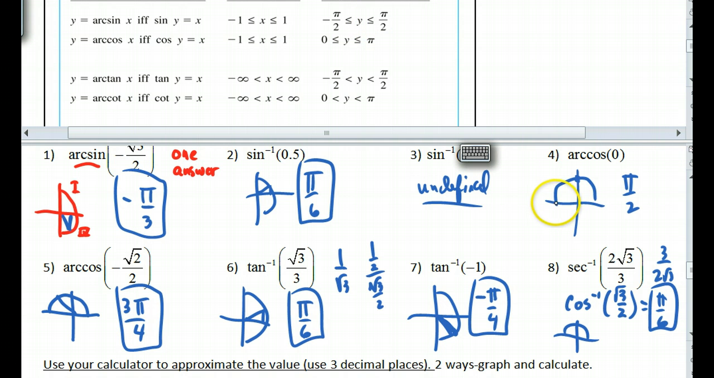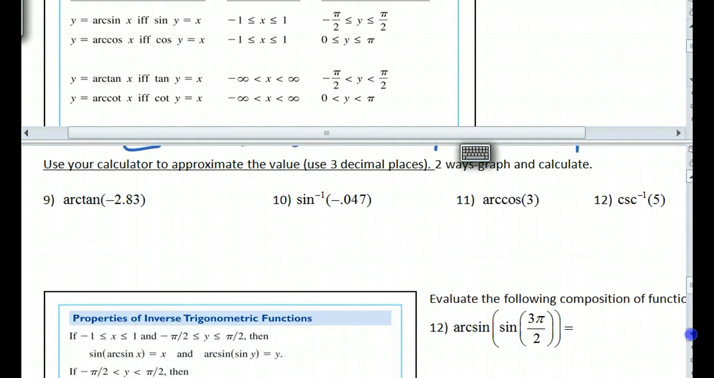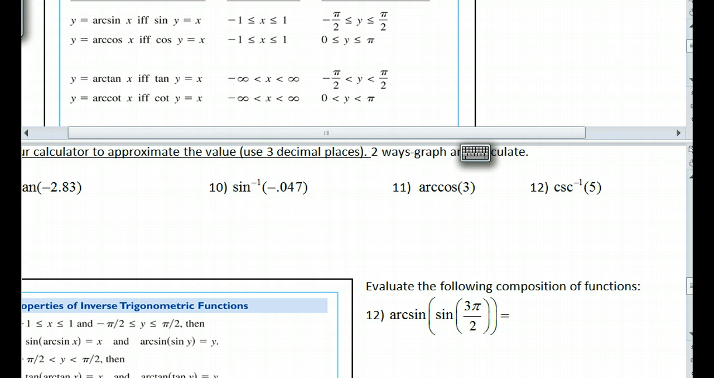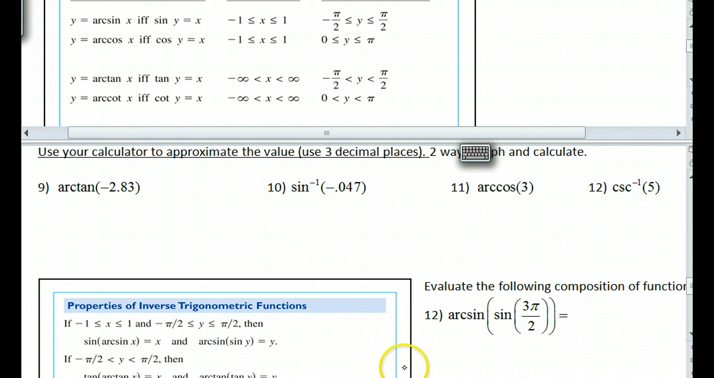And for the inverse cosine, you're going to be using the first and second quadrant, and that's where your answers are going to come from, all because we want one answer, because it is a function. Okay, on these next ones, I want you to use your calculator. And so we'll show you how to do that on the Inspire.